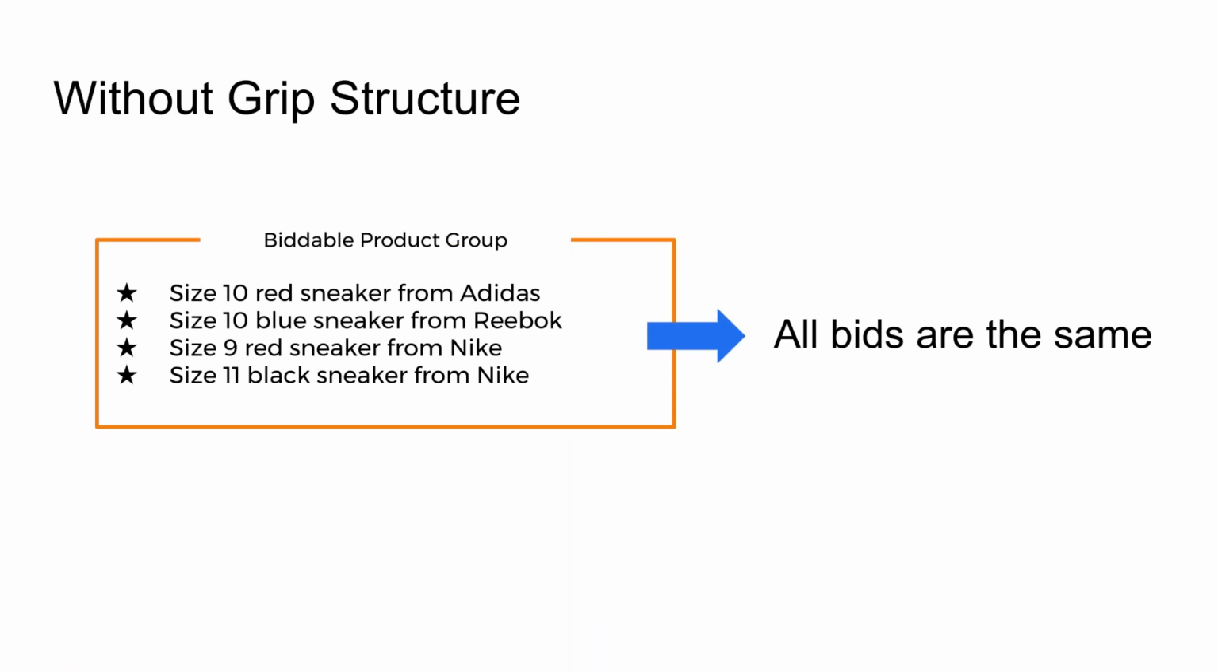Now, if you had a more traditional structure where you were not grouping every item into its own product group, so you didn't have the GRIP structure, well, boom, now all of these shoes happen to be sneakers, but you can't really do anything with it because all the bids for all these 4 products are the same. So if one day I find out that Nike shoes sell better than Adidas shoes, I can't do anything with that. I'm stuck. I can only change the bid for that whole group of all 4 products, and so it doesn't let me act at a granular level. So that's why we recommend the GRIP structure.